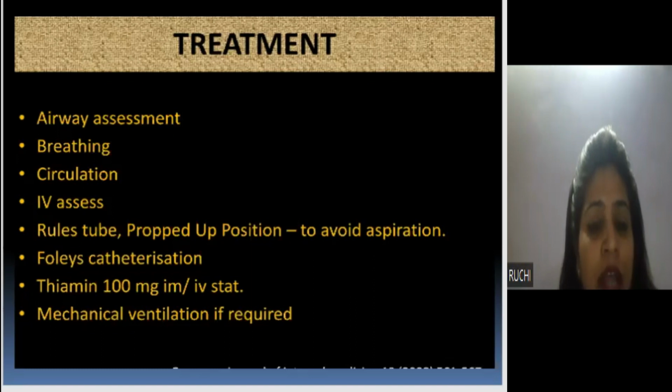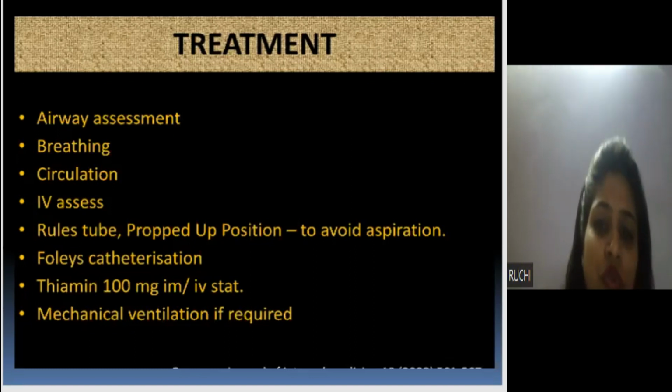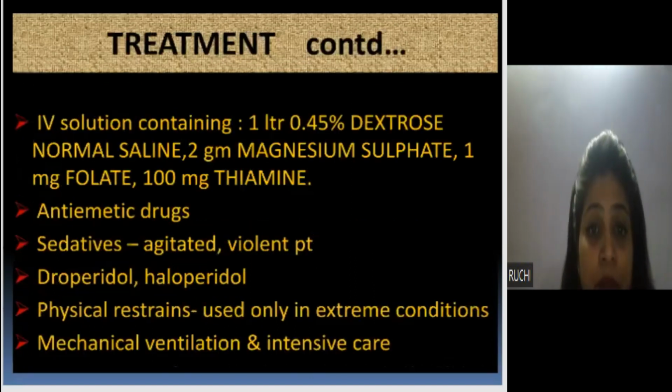A Ryle's tube might help in some conditions if the airway is okay, but the patient might vomit. So we can put a Ryle's tube with continuous aspiration so that we can deload the abdomen and the chances of aspiration are reduced. A propped up position to avoid aspiration and securing the airway is a must. Foley's catheterization, of course, and mechanical ventilation if required.